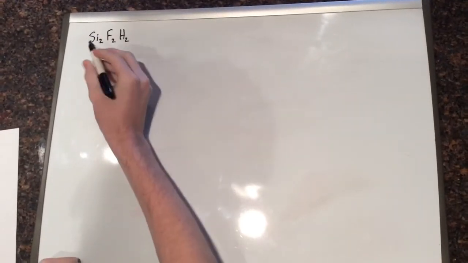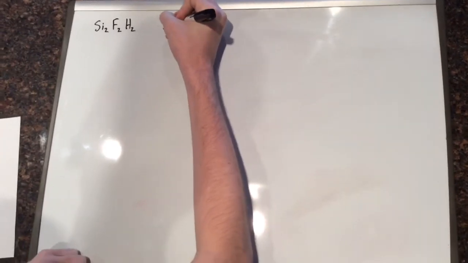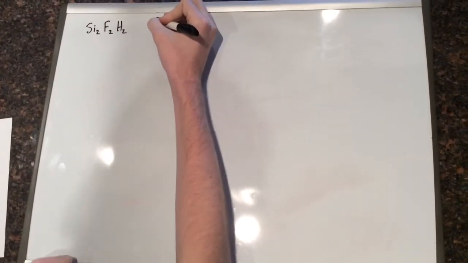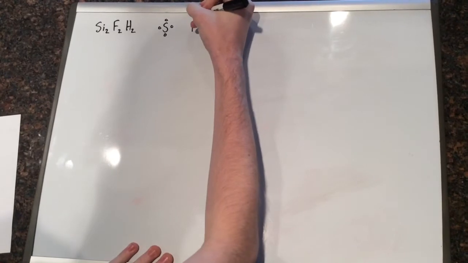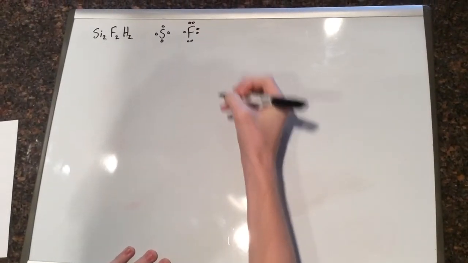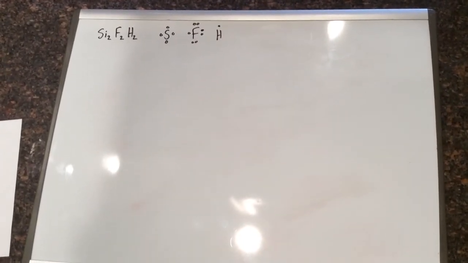So, if we draw the Lewis dot structures for each of these elements, we'll see that silicon, like carbon, has 4 valence electrons, and it's special because it moves one of the electrons out of the s orbital and into the p orbital so that it has 4 unpaired electrons. Fluorine has 7 valence electrons, and hydrogen has 1 valence electron.